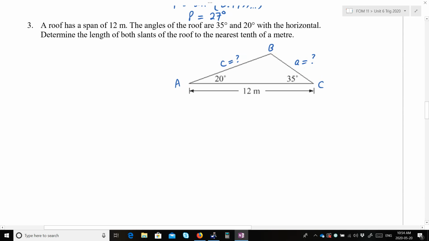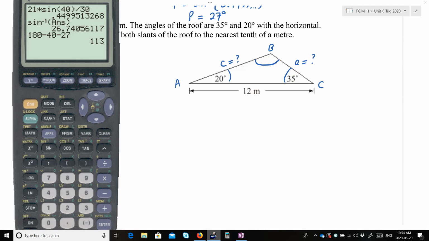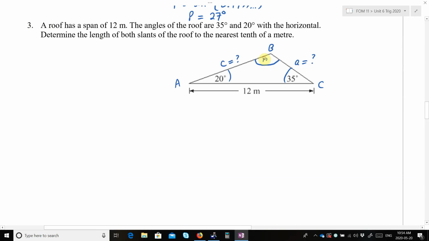Okay, and you'll notice as of right now we do not yet have an angle-side relationship. We don't know an angle and its opposite side. But we can get that pretty easily because we know these two angles, so I can get angle B pretty easily using angle sum of triangle. 180 take away 20 take away 35 is 125 degrees. So this is 125 degrees, and now we have our angle side relationship, and we can use the sine law.